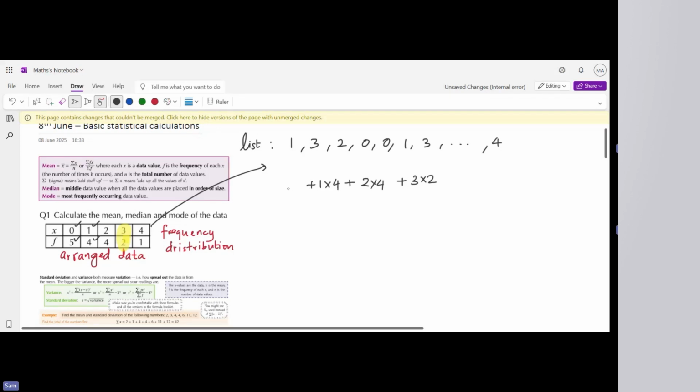Plus 0 times 5. This is just for the sake of calculations. 0 times 5, we know it is 0. It won't contribute anything, but it is important to understand that there are 5 values which are 0 because they will be required in the denominator. So what is the sum of all these values?